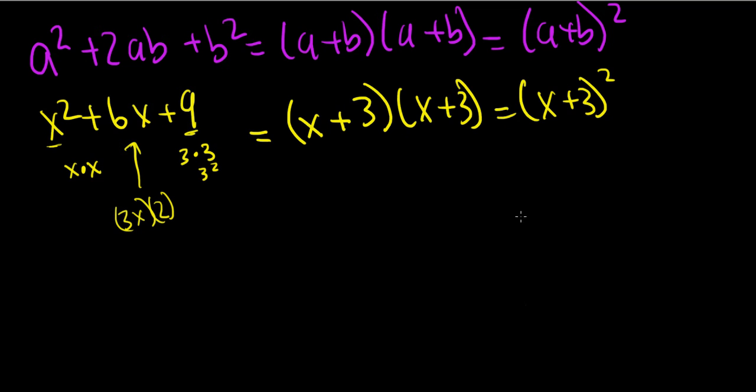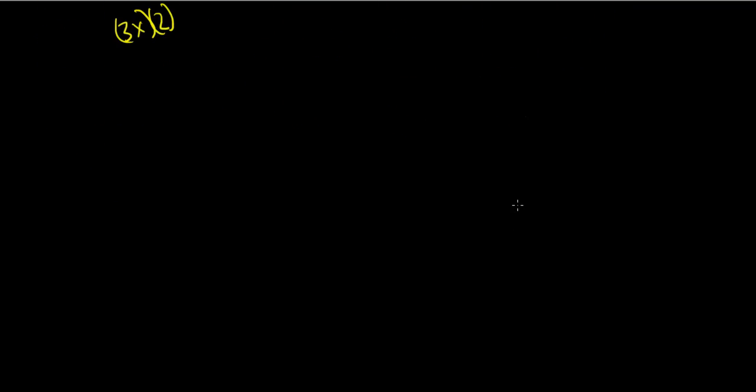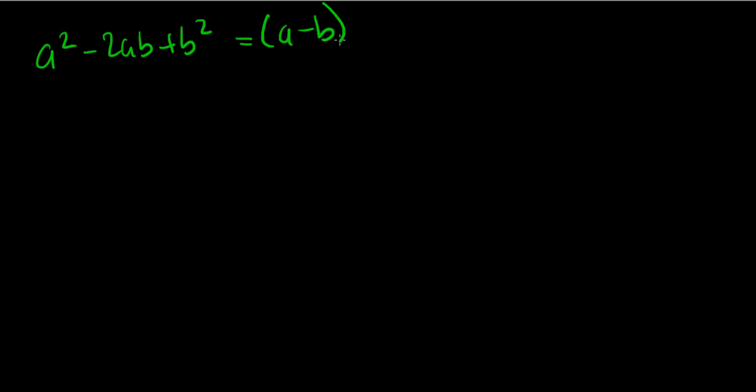So let's look at a different perfect square trinomial. If you remember from a few sections ago, we had a squared minus 2ab plus b squared. The only difference now is that there's a minus sign in front of the 2ab, which could be expanded to a minus b times a minus b, which would also equal a minus b squared. So let's look at an example of this. We have x squared minus 2x plus 1.